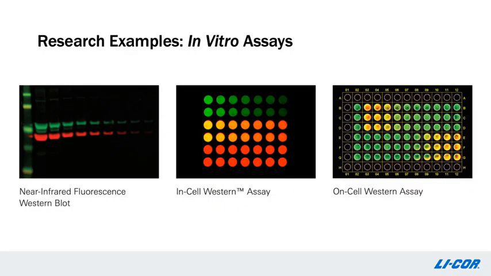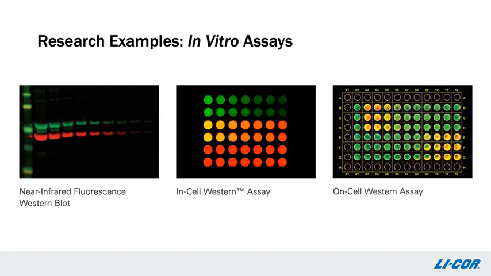Now let's look at specific in vitro and in vivo examples of assays performed during preclinical research. Two in vitro assays used for preclinical research include near-infrared fluorescence Western blots and cell-based assays, including the in-cell and on-cell Western. For those not familiar with cell-based assays, they are plate-based assays in which protein targets can be detected inside the cell or on the cell surface in their cellular context. These assays detect whole well fluorescence and offer a higher throughput assay compared to the standard Western blot.